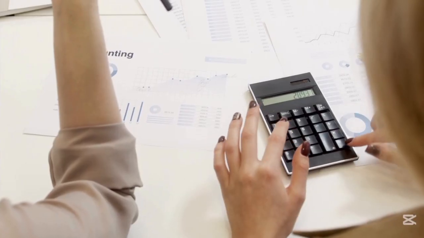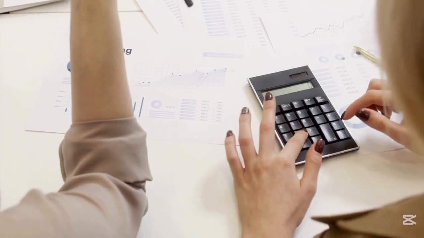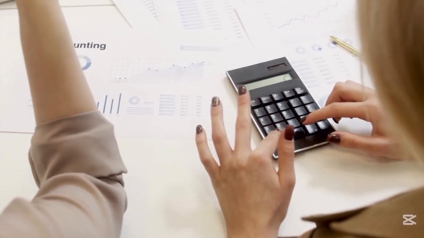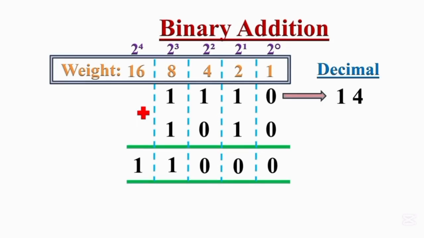Let's check if our computation is correct. We need to convert our binary numbers into decimal numbers. To get these numbers, we need to use bit place values to convert our binary numbers to decimal numbers. Let's add the first binary number. 8 plus 4 plus 2 plus 0 is equal to 14. The decimal number for 0111 is 14.